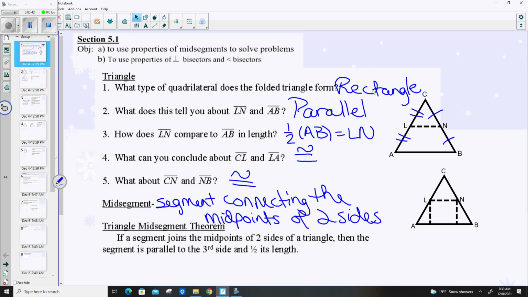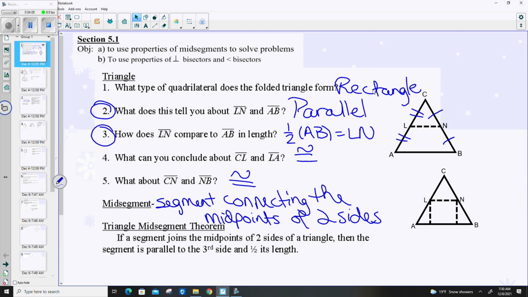And our mid-segment theorem basically just says what we just figured out just looking at that triangle and folding it into a rectangle. If a segment joins the midpoints of 2 sides of a triangle, like LN did, then that segment is parallel to the 3rd side and is half its length, which is exactly what we discovered in 2 and 3 when we just thought about the fact that if I fold this into a rectangle, I've got those equal parts in those rectangle relationships.